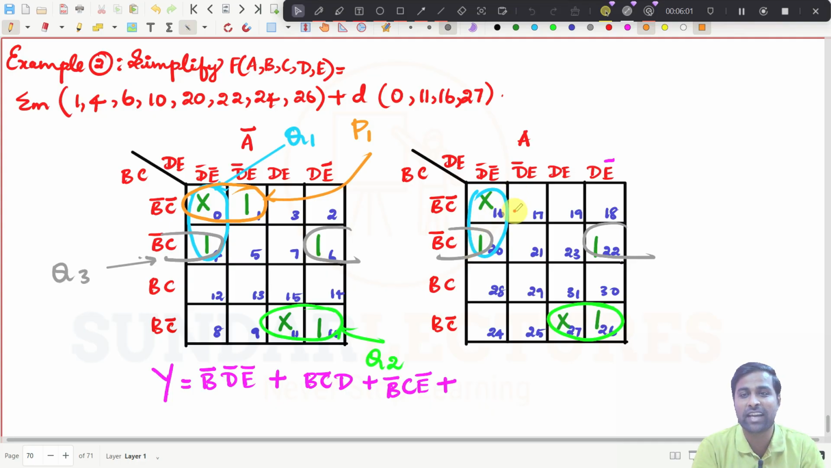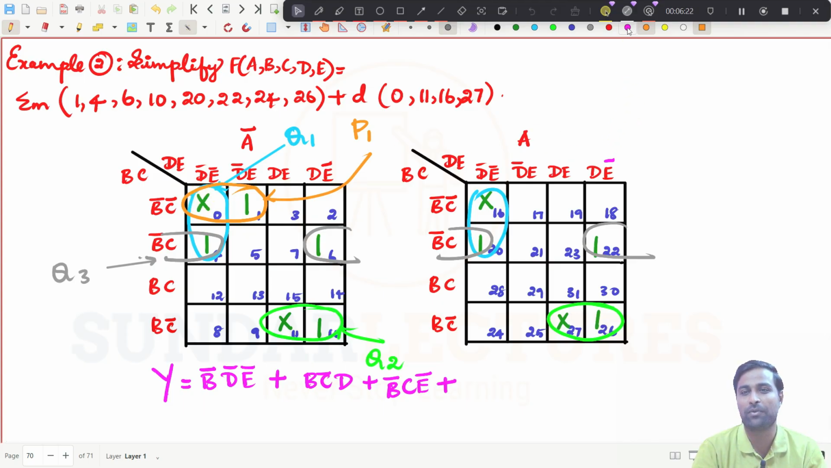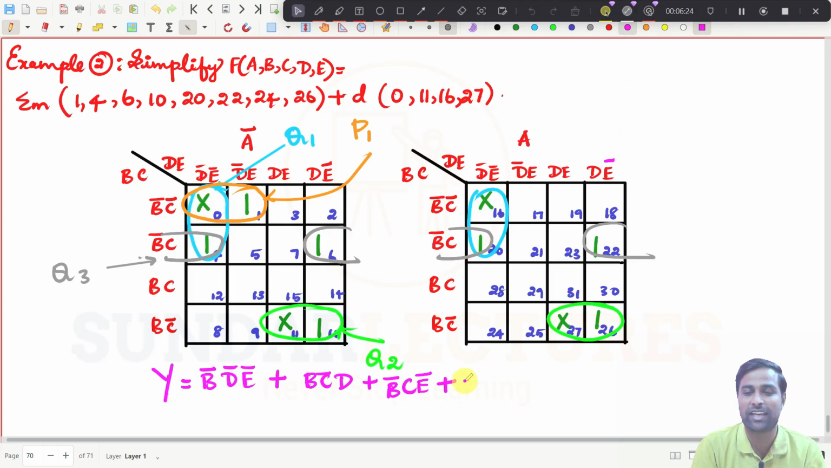If I had one here, then these two and these two could be considered as a quad. But since this 17th cell doesn't have any x or 1, this one cannot be made a quad. Only pair possibilities here. So how will you write the equation? This is what I was looking for to tell you the exact answers.